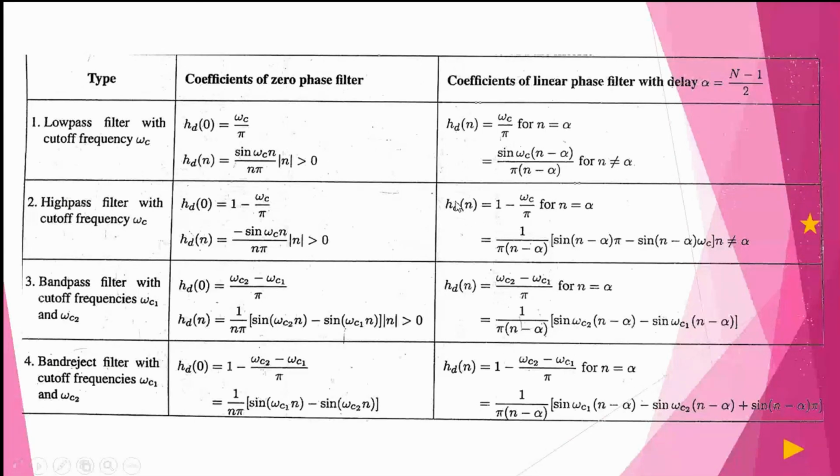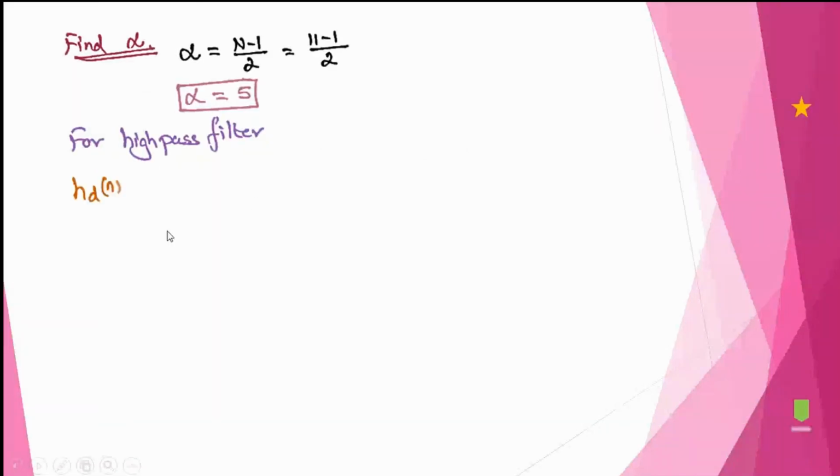The formula presented here is hd(n) equal to 1 minus omega c by pi. What is our omega c? Omega c is our cutoff frequency. That is for the condition n equal to alpha. And the second formula is 1 by pi into (n minus alpha) times [sine (n minus alpha) pi minus sine (n minus alpha) omega c], which is for n not equal to alpha. Now we take these two formulas and substitute here.